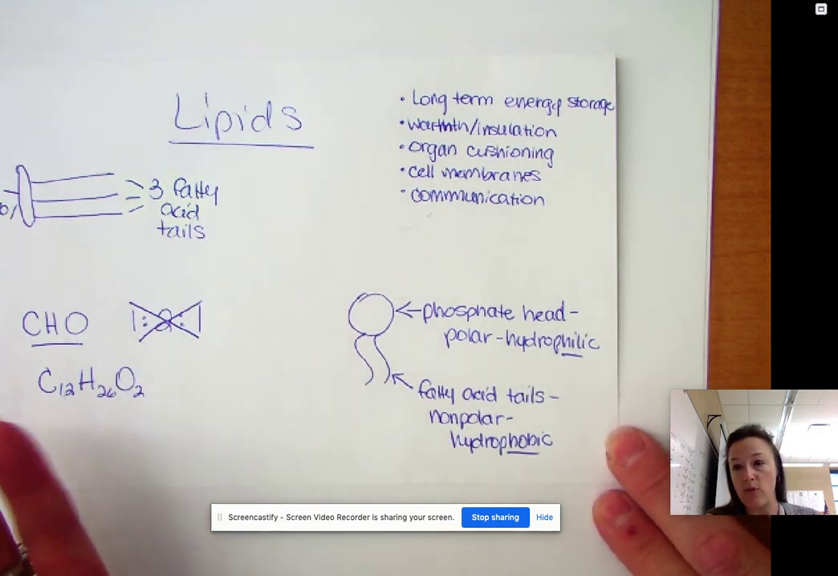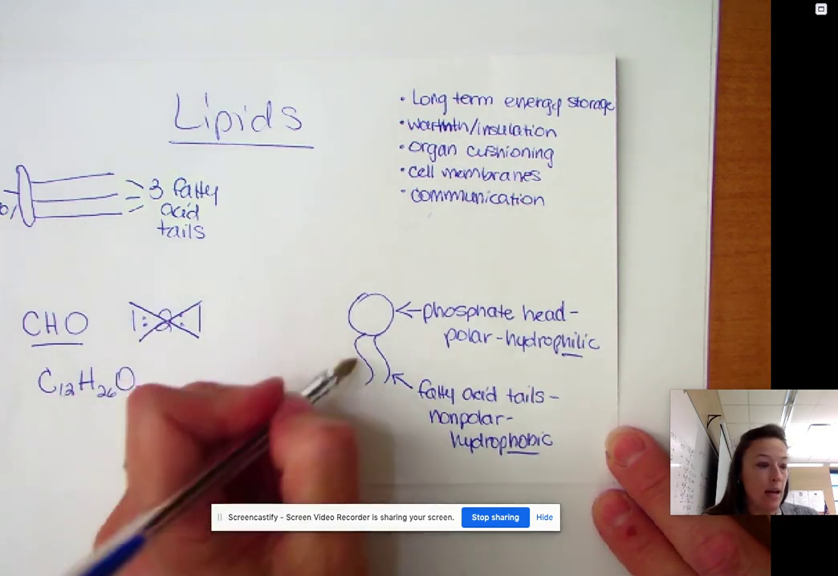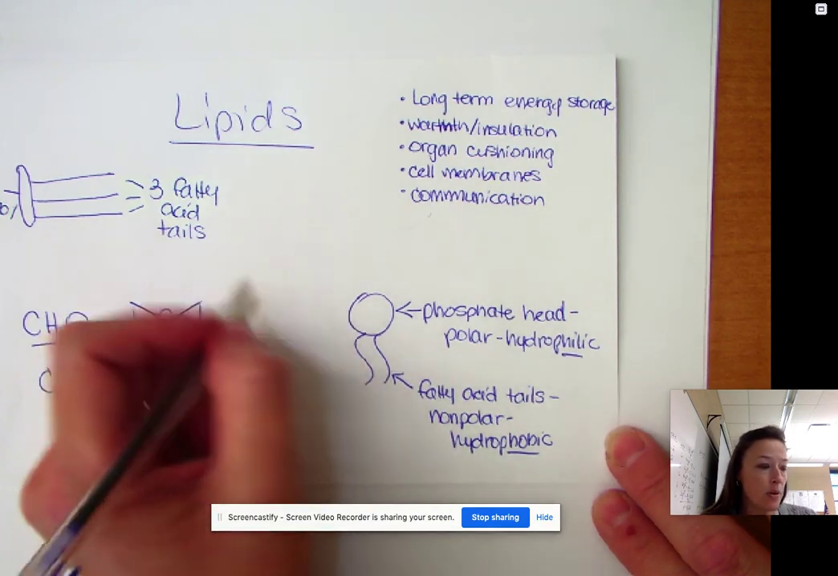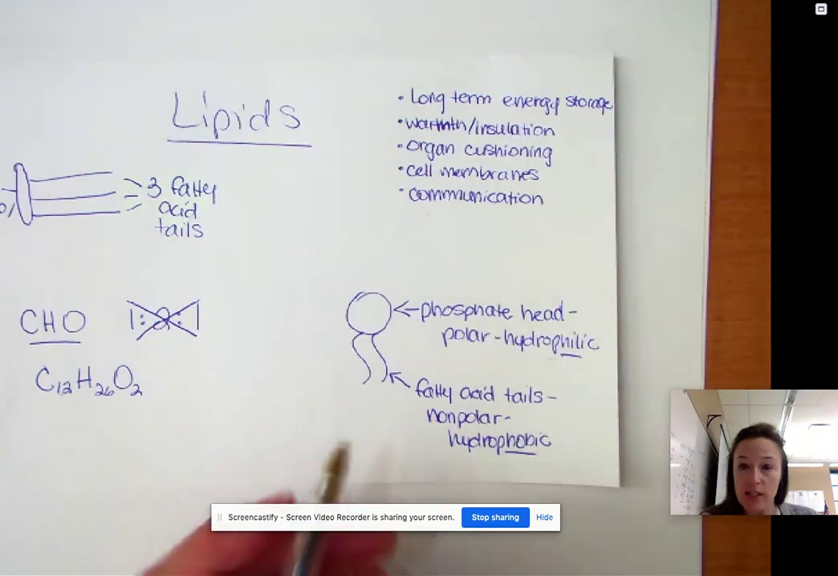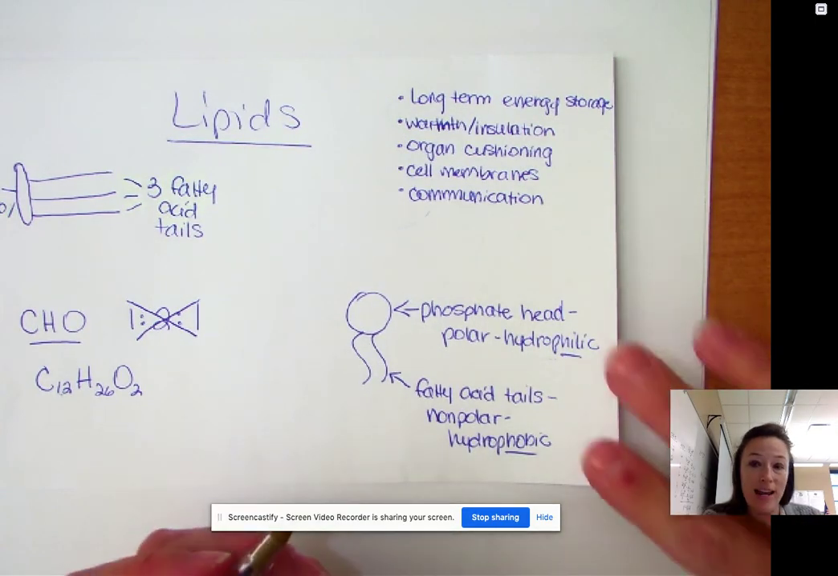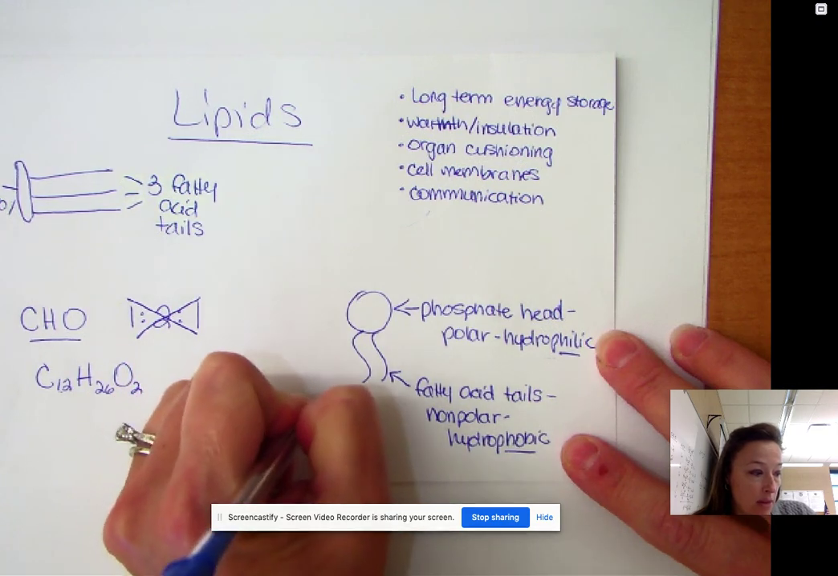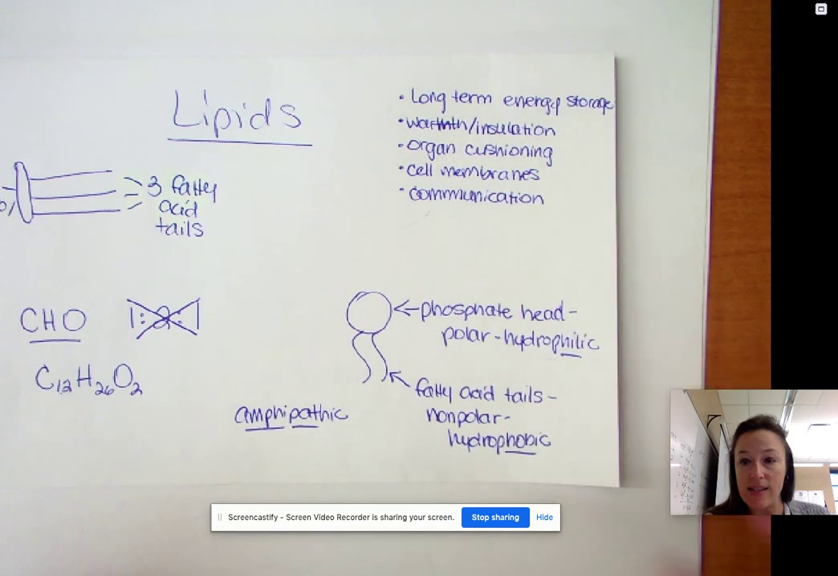And this is why we form a phospholipid bilayer in our cell membrane. We'll talk more about that in Unit 2. But it's to protect these tails and keep them away from water. Anytime you have a molecule that has both hydrophilic and hydrophobic portions on it, that is called an amphipathic molecule. Amphi means both, path means condition. So it has both conditions in the same molecule.